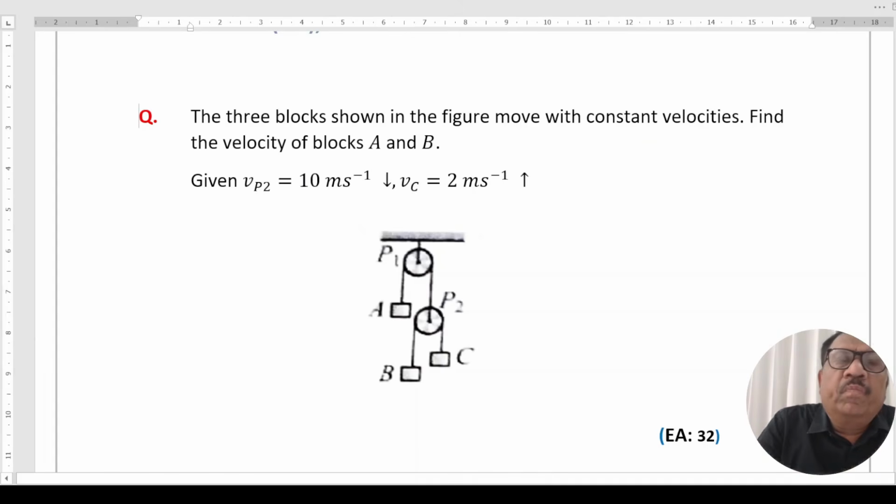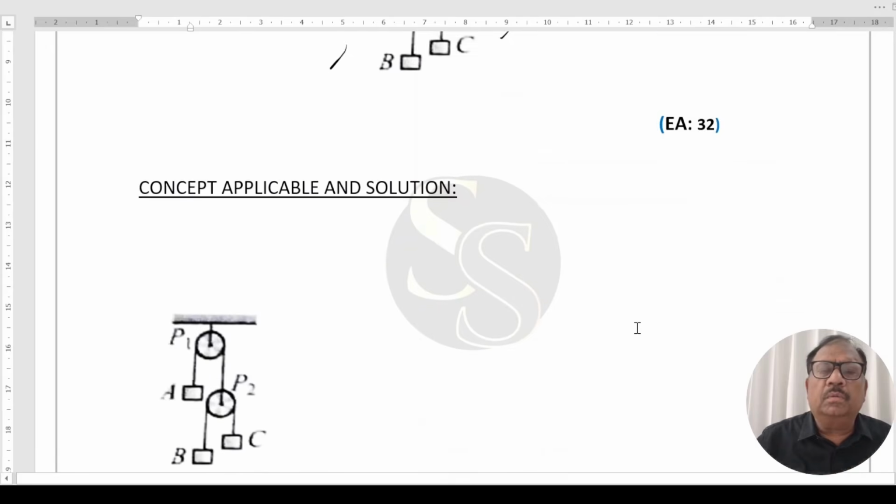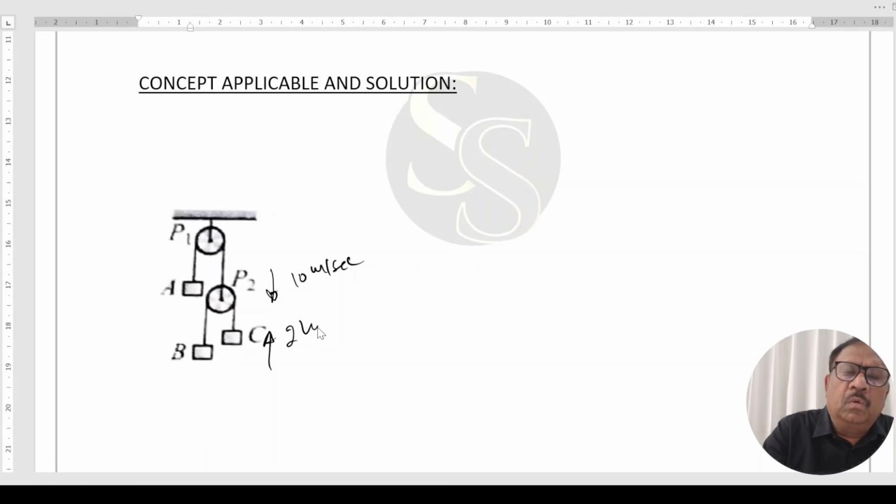Next question. Question is, the 3 blocks shown in the figure move with constant velocities. Find the velocity of block A and B. इसकी velocity find out करनी है. इसकी velocity given है, इसकी velocity given है, right? Now, in this case, velocity of this is given to downward, 10 meter per second. It is moving upward, 2 meter per second. Velocity of A find out करनी है, velocity of B find out करनी है.